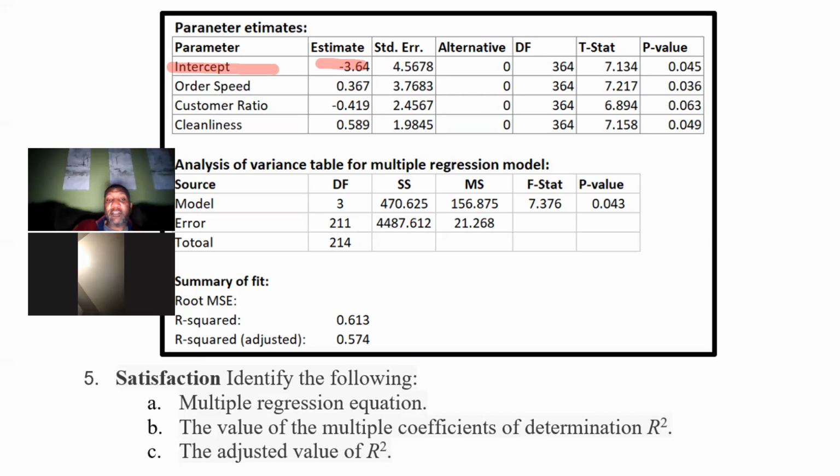All right. Now there are three things on this, right? We're asking for the value of the multiple coefficient of determination, R squared. I'm pretty sure you can see that. It's at the very bottom. Right here, R squared, and the value is 0.613. And then it's asking for the value of the adjusted R squared. And of course, there's R squared adjusted.